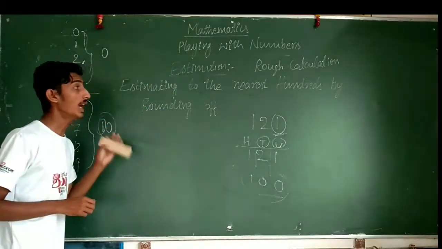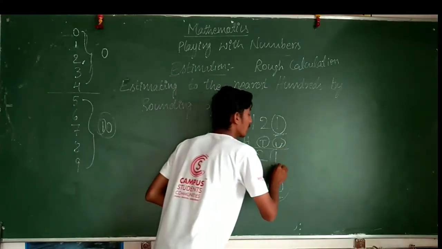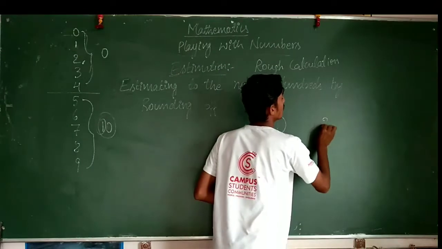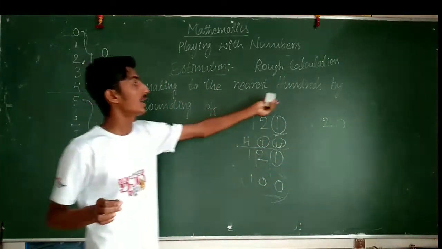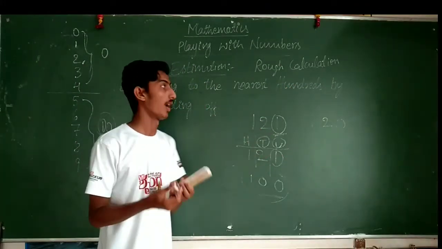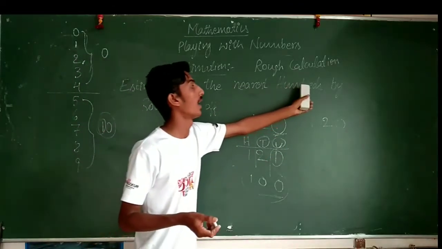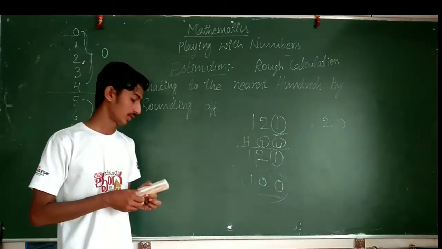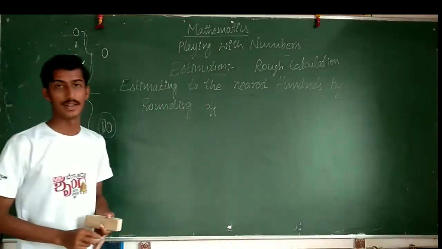Understand? If it were the nearest tens, what would we get? Only the unit place is written as 0, hence 120. 120 is the nearest tens by rounding off 121, and 100 is the nearest hundreds by rounding off 121. Now we can take another example.